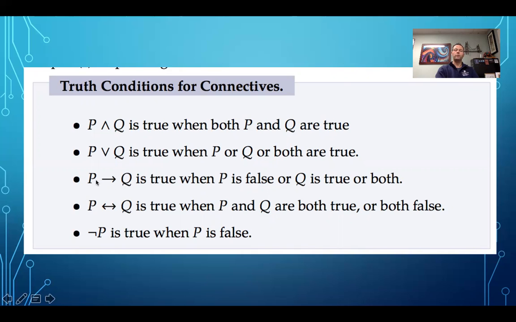P implies Q. If P, then Q is true when P is false, or Q is true, or they're both true. That's sort of strange. We're going to have to talk about that. P with the double arrow Q. P if and only if Q is true when P and Q are both true or both false. And not P is true when P is false, because P and not P are opposites.